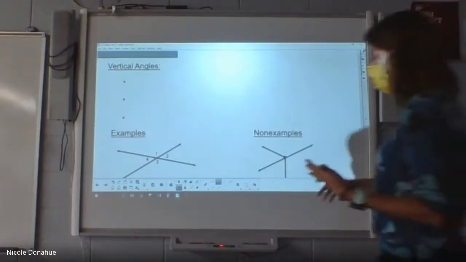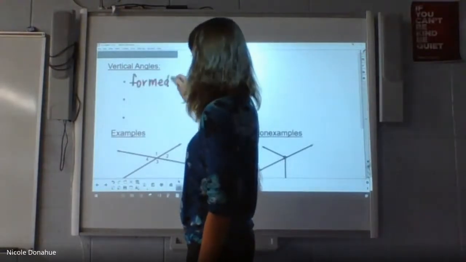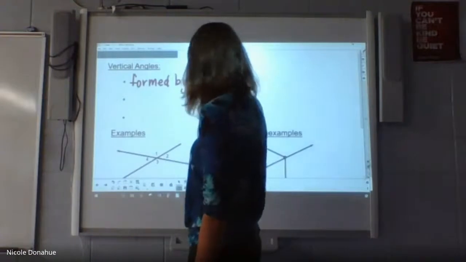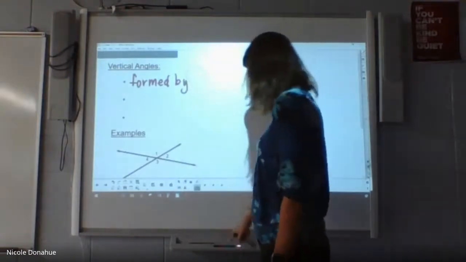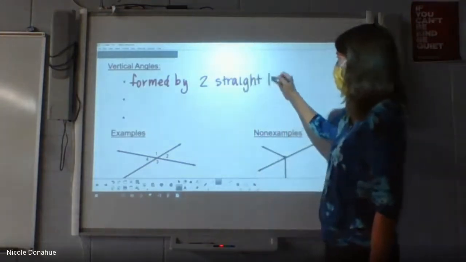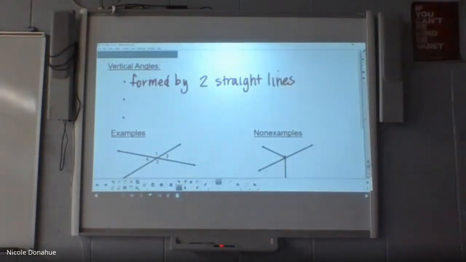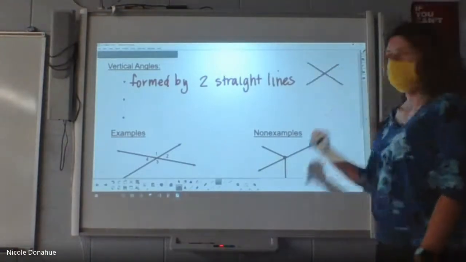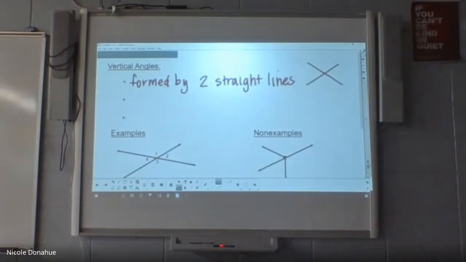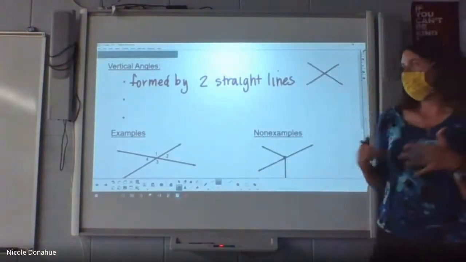So vertical angles are formed by two straight lines. So if I draw two straight lines and they're intersecting, it looks like an X. Vertical angles, anytime you see that X shape, they're going to show up there. Now the vertical angles are not adjacent. So they're not the ones next to each other.